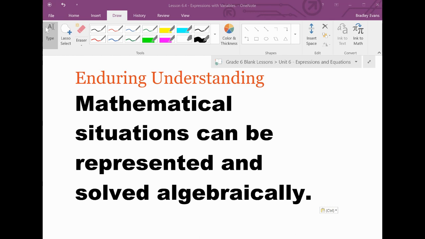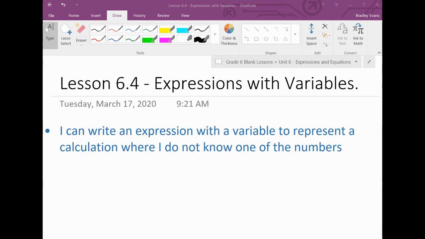Reminder of our enduring understanding. Mathematical situations can be represented and solved algebraically. Hopefully by now you've started to understand a little bit more about what a mathematical situation might be, and we're understanding a little bit more about algebra and what it means to solve something algebraically. So let's get started. Lesson 6.4 is going to be about expressions with variables.